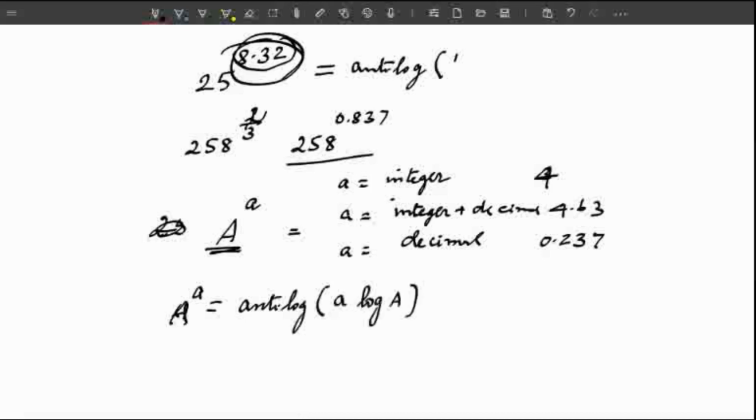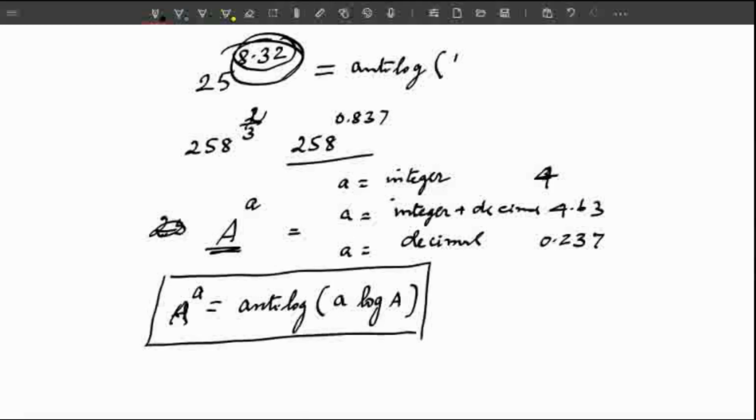You understand this formula, I think so. Or do you want to derive this formula? What is the step you have to do? Take a logarithm for A. Multiply with the power, whatever number is present in the power. You will get a value. Take the antilog for it. You will definitely get the value for A power A. This is the method.